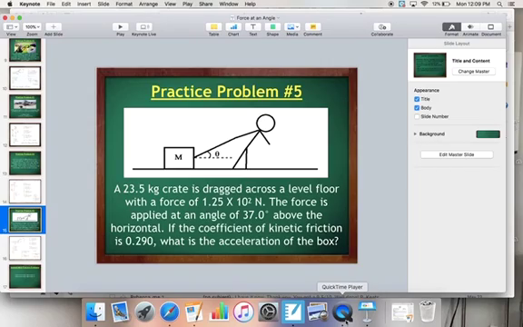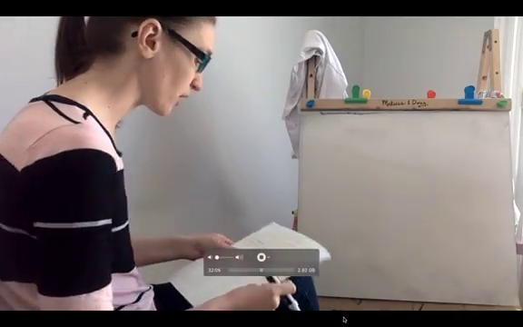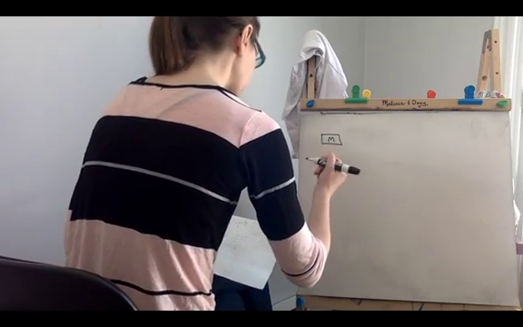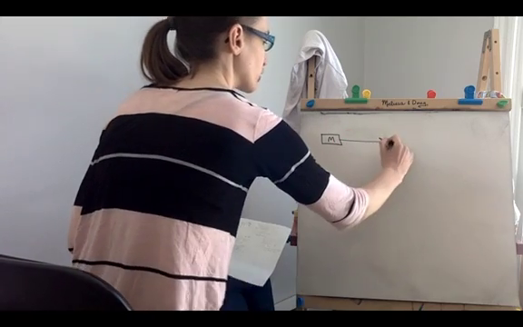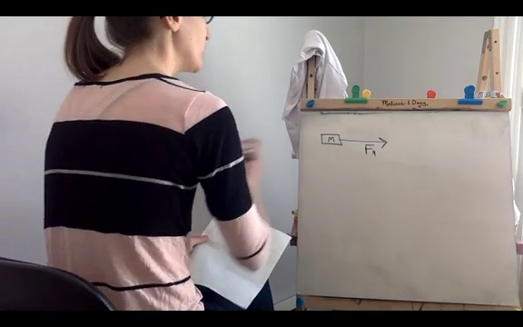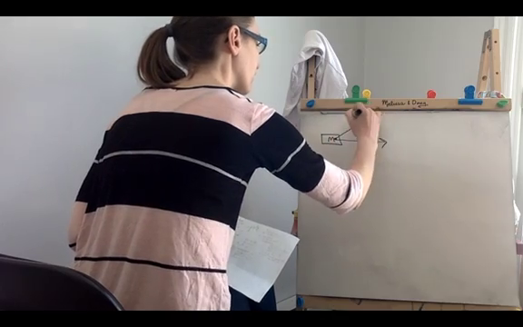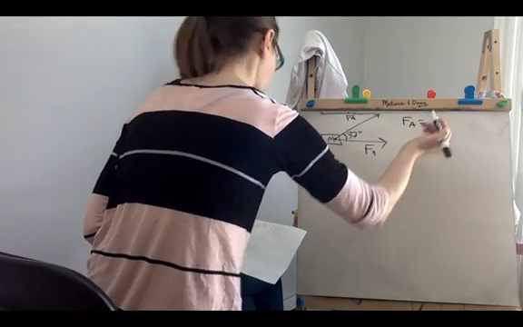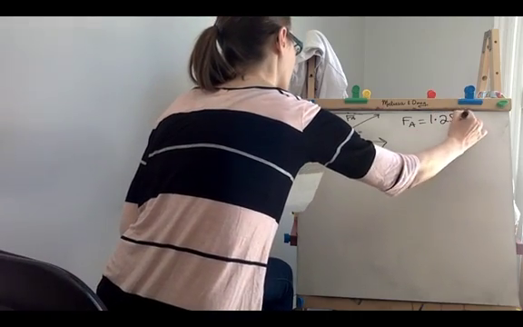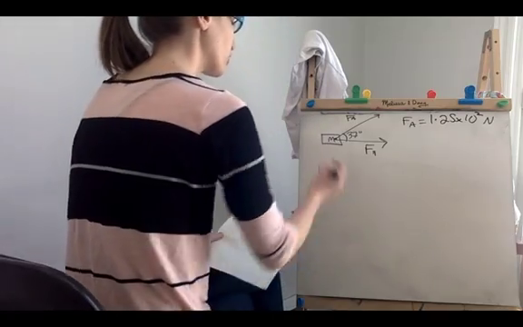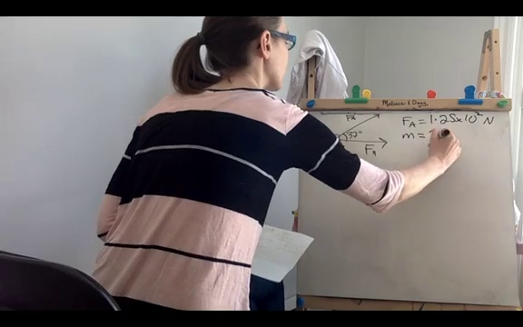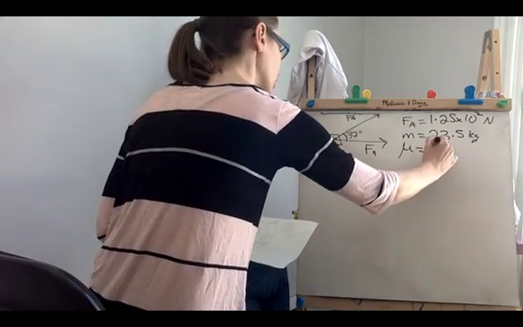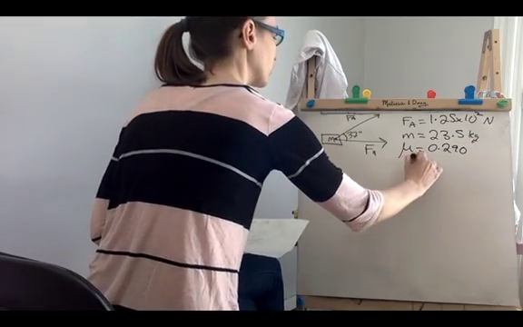All right, so again, we frame the problem, we try and draw that free body diagram, we list what we know, and we go from there, okay? So again, here is our object, our mass. We know that the mass is moving in a perfectly horizontal direction, so this would be considered our force parallel to the motion. We know that the applied force has been applied at an angle of 37 degrees. The applied force is 1.25 times 10 squared newtons. We also know that the mass of the crate is 23.5 kilograms. And we also know the coefficient of friction, which is 0.290, and we are looking for the acceleration of the crate.